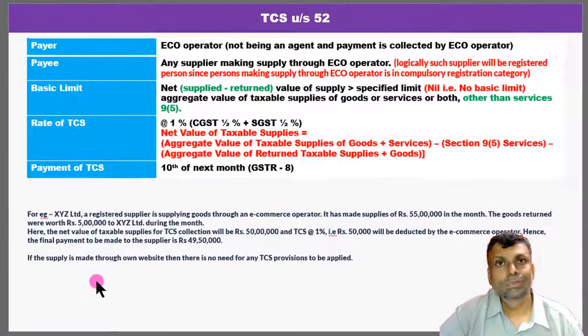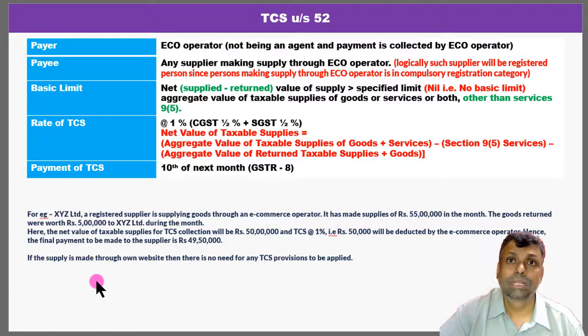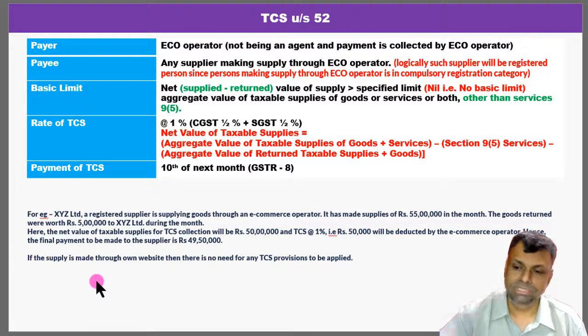Now friends, in relation to the supplies made through the e-commerce operator, that means anybody making supply through the e-commerce operator, there are TCS provisions, the tax collection at source. So the e-commerce operator, when he is going to settle the amount with you, has to collect the tax, and on that particular tax on account of TCS, you will get a credit, just like a TDS, but it works on a TCS mechanism.